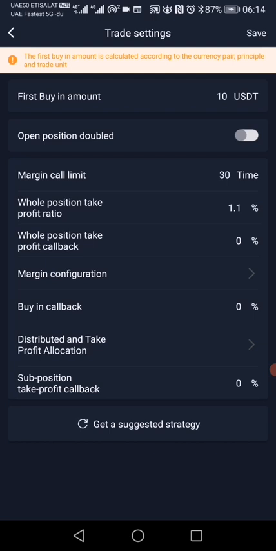So it's deactivated now. So we go to the next thing, which is the margin call limit. Margin call limit is simply telling you the number of times you want the robot to buy that particular coin for you as the price continues to drop. So let's say you enter the market at 3. Normally the market is all about the price going up and down. That's what the market is all about. The price keeps fluctuating, it goes up, it goes down.